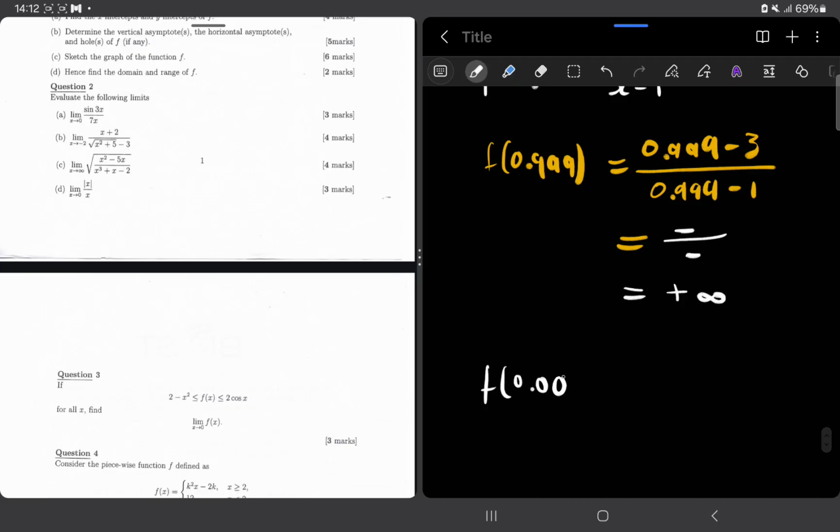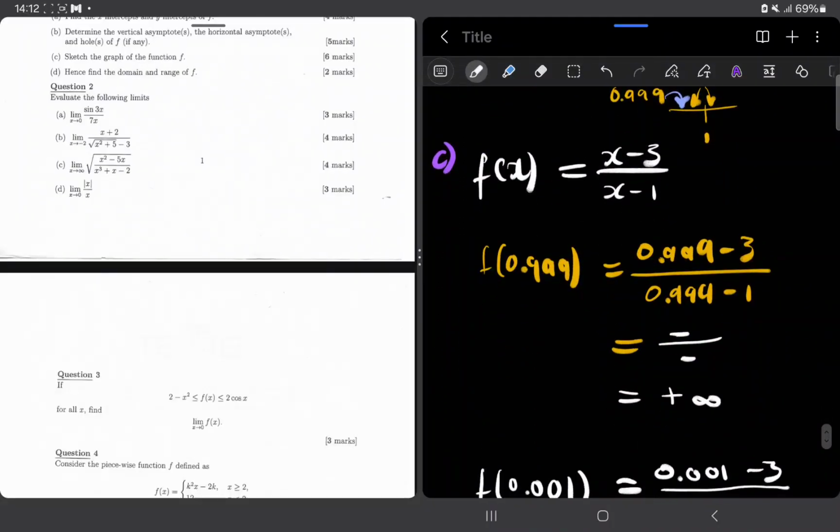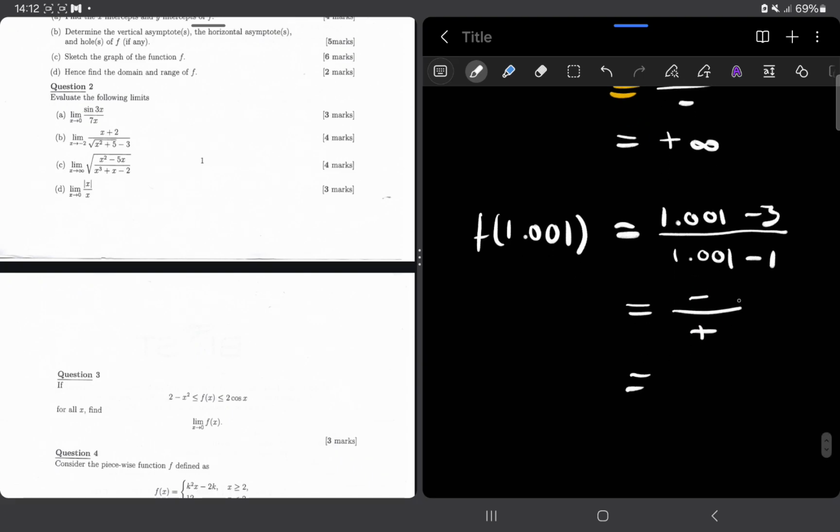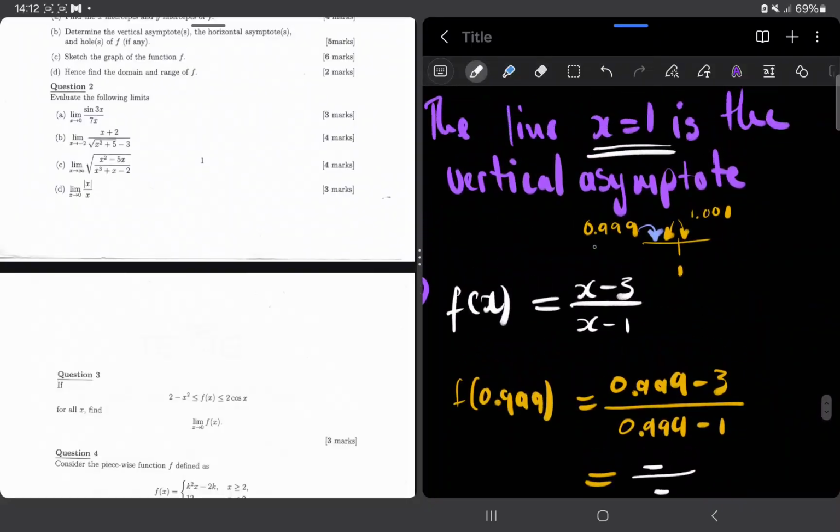Then f of 1.001 — oh, sorry, I wanted to put 1.001, not 0.001 — is 1.001 minus 3 over 1.001 minus 1. The numerator is a negative because 3 is bigger. The denominator is a positive because 1.001 is a bigger number than 1. Negative divided by positive, you get negative, which is negative infinity. So that means that just before, it's going to positive infinity, and just after, it is going to negative infinity.